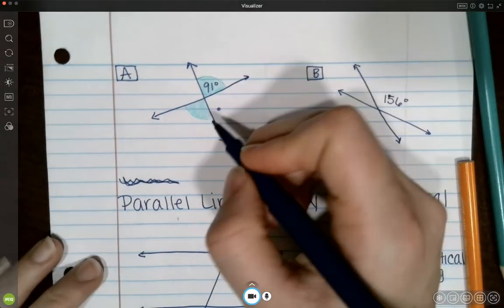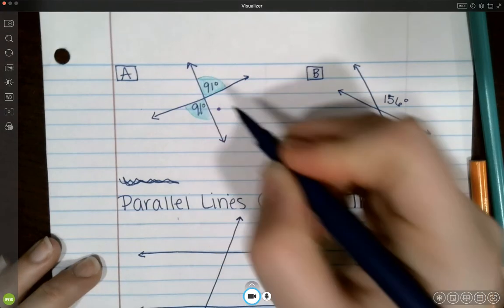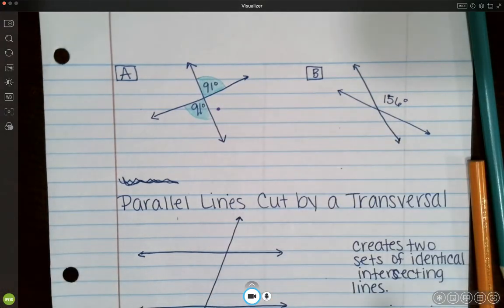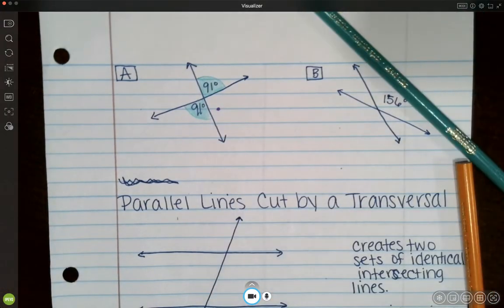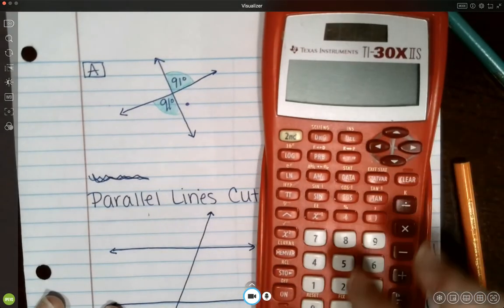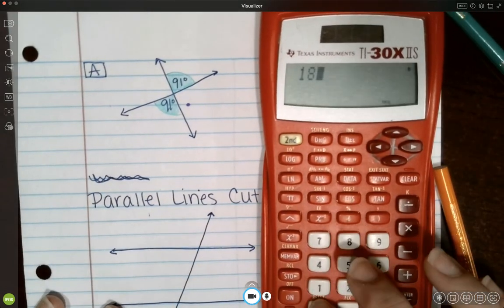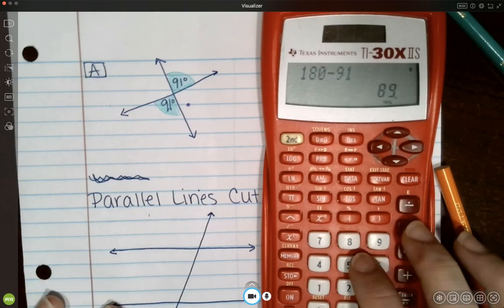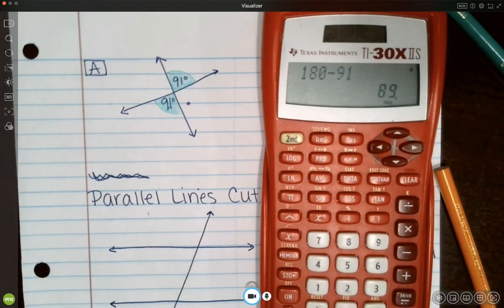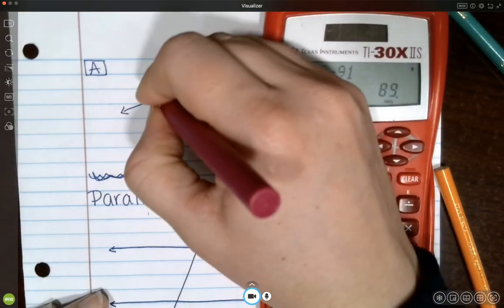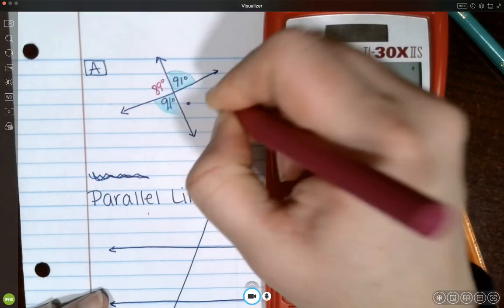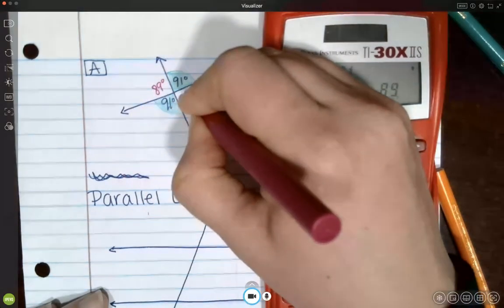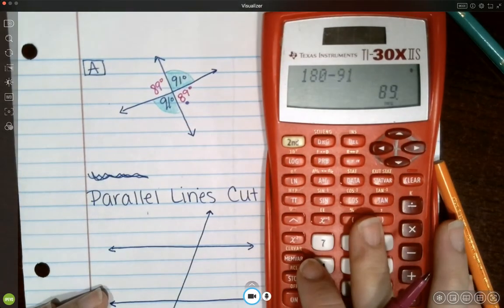Now, if I know that he is 91 degrees, I can then figure out the angle measure of the other two, again doing math only once. So I have my handy dandy calculator. We have 180 minus 91. So in this case, this other angle measure has to be 89. And where there's an 89 in one spot, that means there has to be an 89 in the other spot.